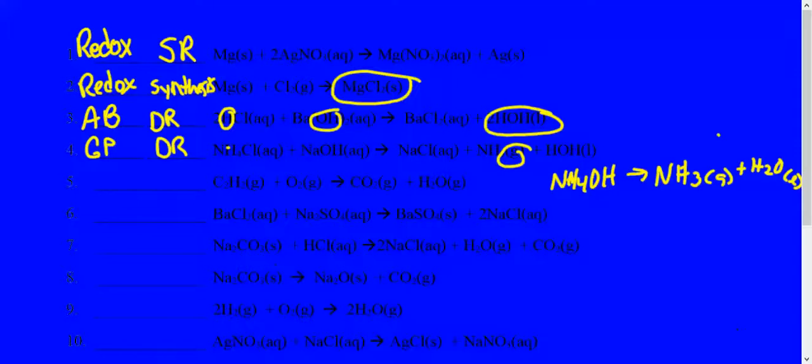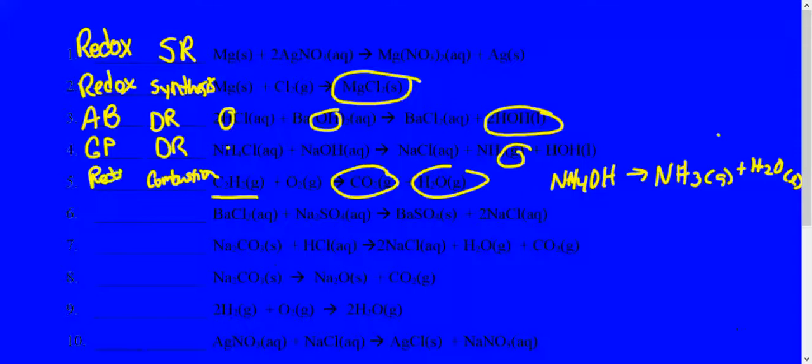This next one is combustion of a hydrocarbon. You know that because carbon dioxide and water are produced. That's a hydrocarbon, and oxygen is one of the reactants. If it's not double replacement, then it is redox. This one, double replacement, and since this solid is produced, it's a precipitation reaction.